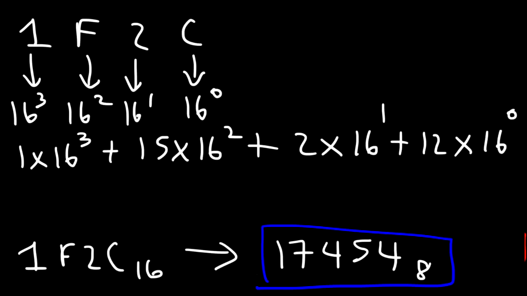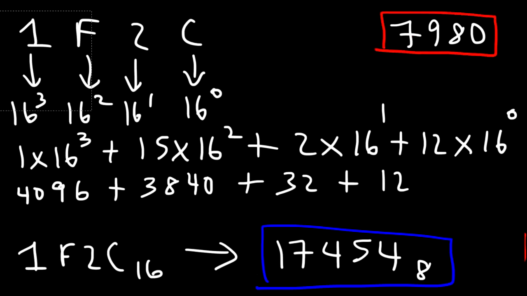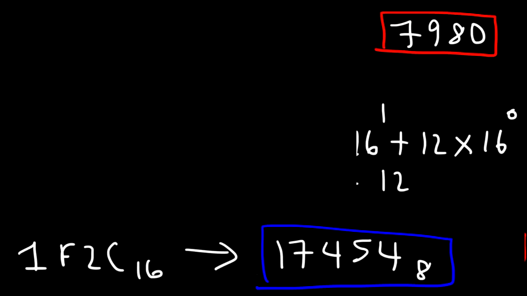So 16 cubed, 16 times 16 times 16, that's 4,096. 16 squared is 256 times 15, that's 3,840. 2 times 16 is 32, 16 to the 0 power is 1 times 12, gives us that. And so it's 4,096 plus 3,840 plus 32 plus 12. And so the sum total is 7,980. So now let's convert the octal number into its decimal equivalent.